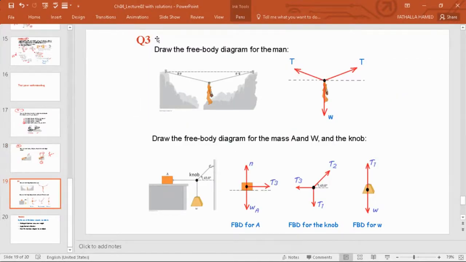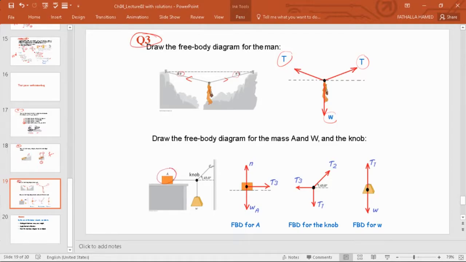In question 3 here, we're dealing with, again, free body diagrams. If you look at the situation that we have here, the weight is pulling down. The person here is exactly in the middle, and the angle is the same. So there is a tension here and a tension there. That's why what we have here is T, and we have the weight pulling down toward the center of the earth.